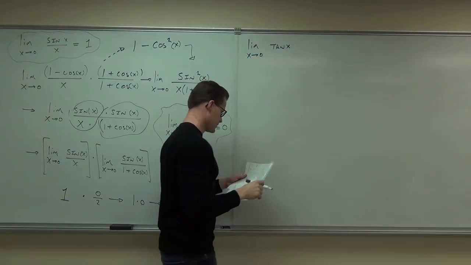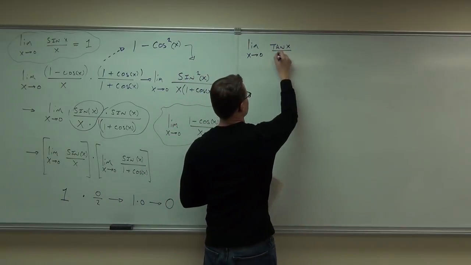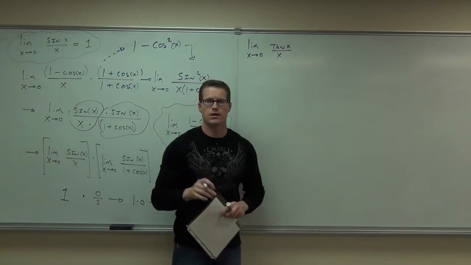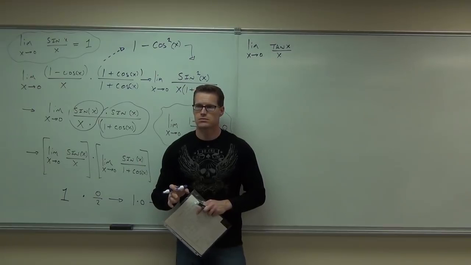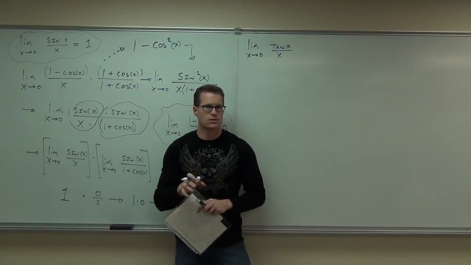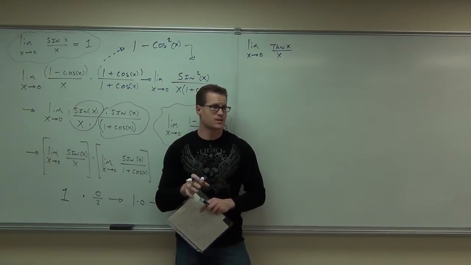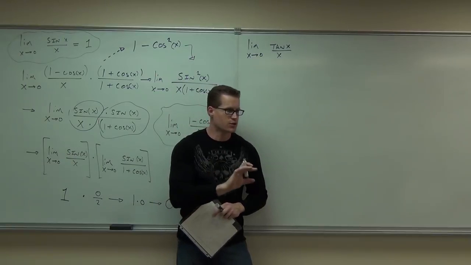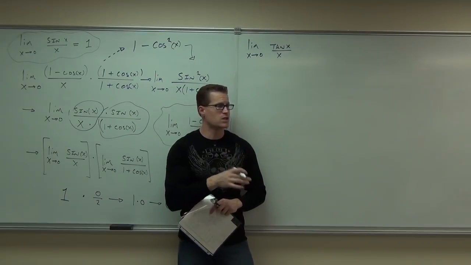Let's try to find tan x over x. Now, could you just plug in the 0? What's tangent of 0? 0, because sine is 0 and cosine would be 1. That would be 0. But now you have it over 0, so you have 0 over 0 again. So we do need to manipulate it.